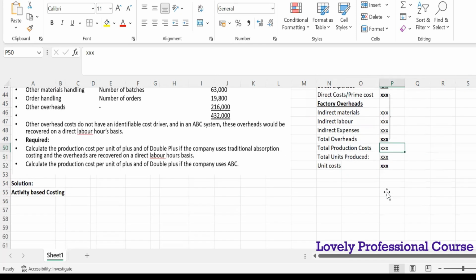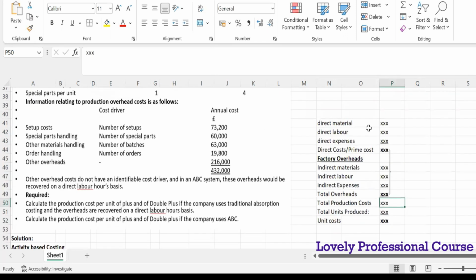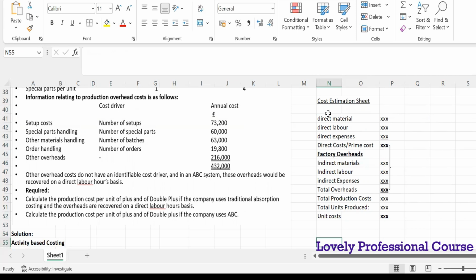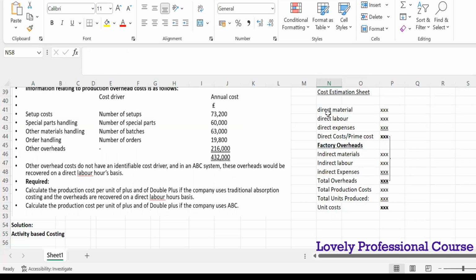So these are the simple approaches. This is a cost estimation sheet. Is it okay? If you want to determine the cost of producing one unit, the unit cost, cost per unit, you need to come up with this cost sheet. You need to do it.